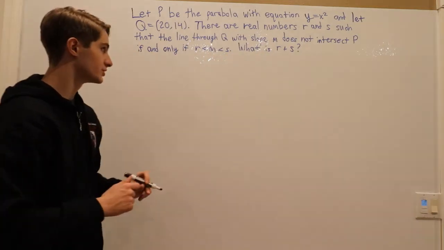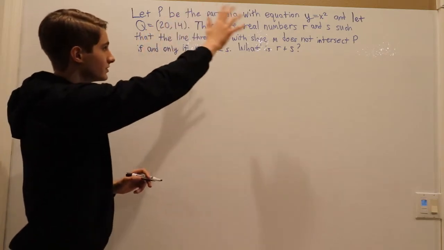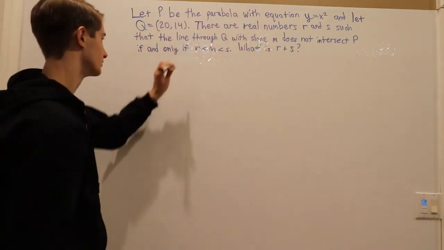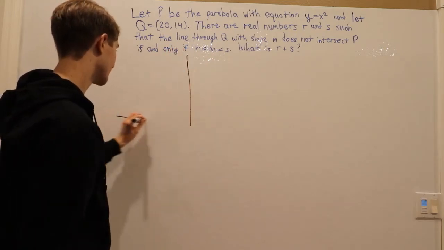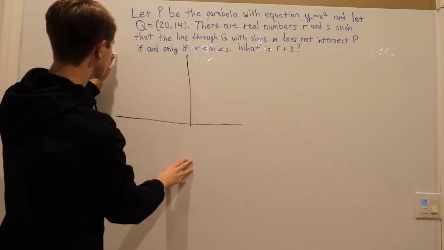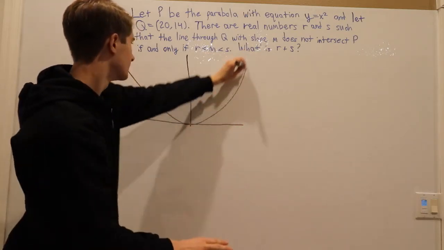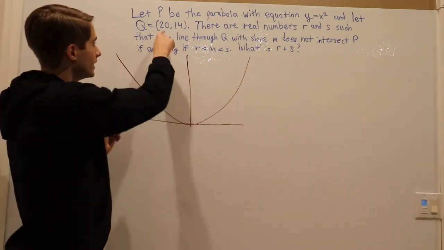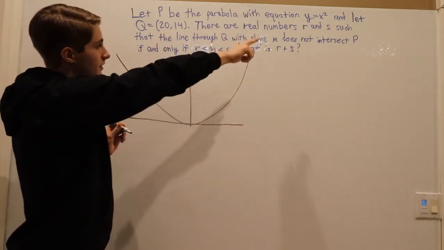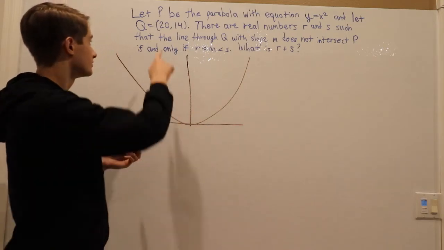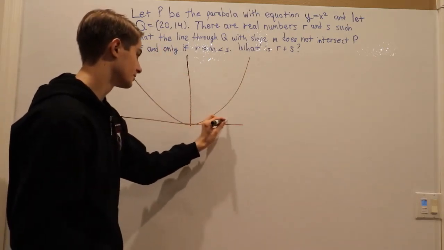Now, in this situation, when we have all of these points and curves, a good idea is to start with a visual. So we'll start drawing a graph, and we have the parabola y equals x squared, and we also have this point Q. Now, at the point x equals 20, the parabola is going to be somewhere up at 400. So this point Q is going to be under the parabola.